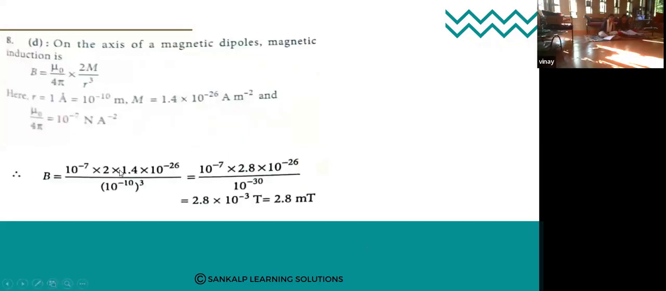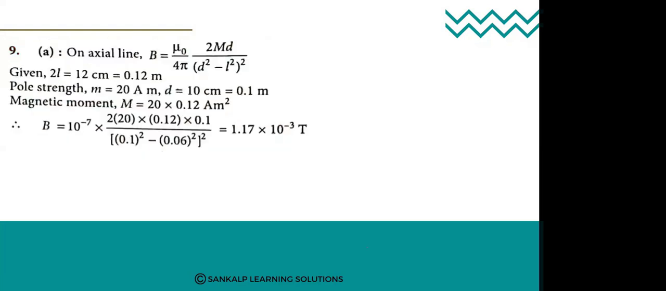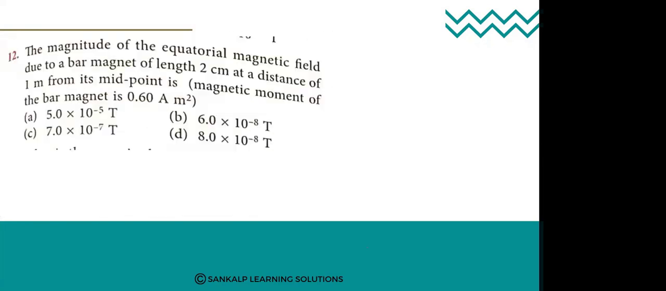Okay. So one thing you remember, the distance is given as 1 angstrom. So 1 angstrom means 10 raised to minus 10 meter. Okay, that much you remember. So the remaining solutions will all follow the same pattern. So this is also on the same formula. You can copy this down.